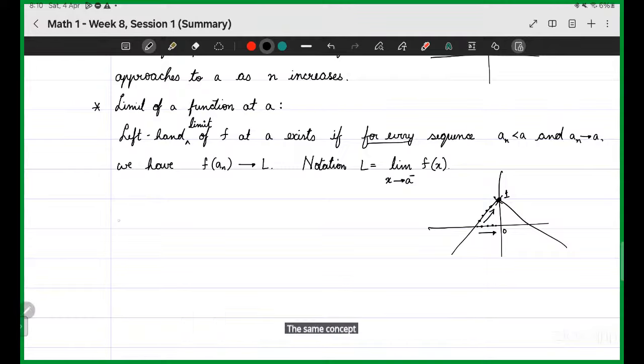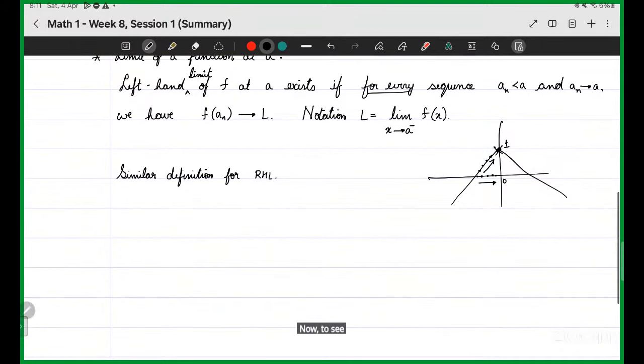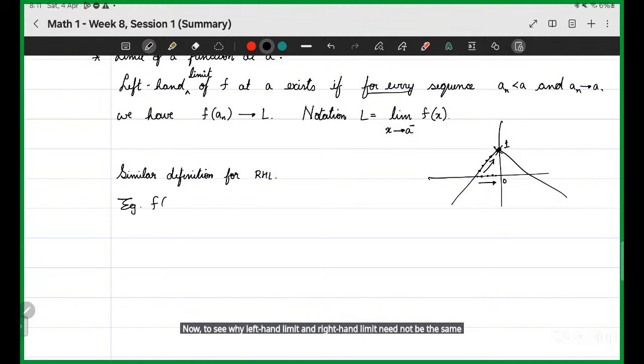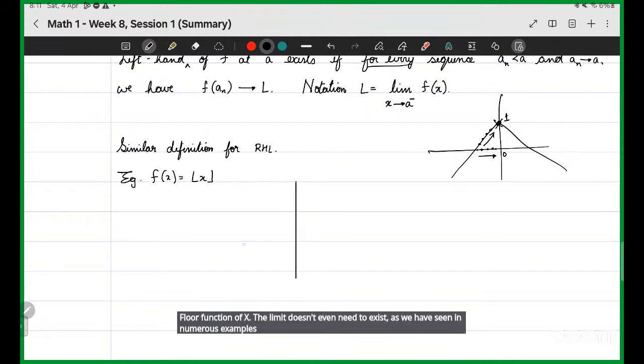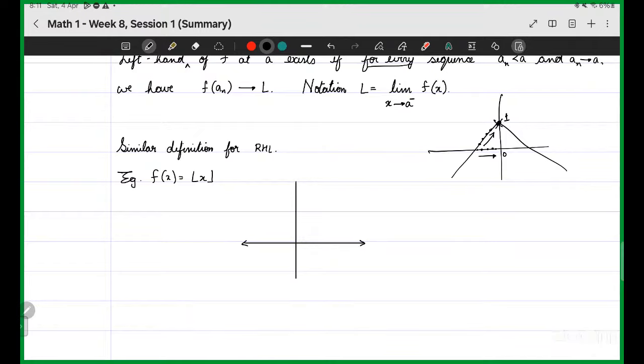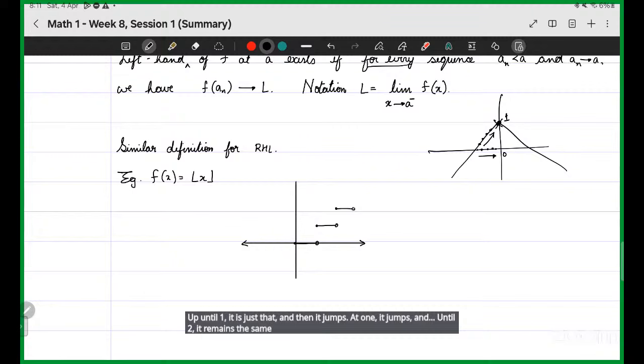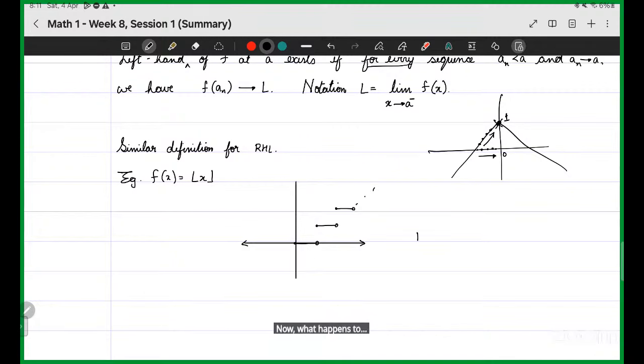There is a similar concept and definition for the right-hand limit. I'll abbreviate it as RHL. Now to see why left-hand limit and right-hand limit need not be the same, consider f of x equal to floor function of x. The limit doesn't even need to exist, as we have seen in numerous examples in the solve with us session. So what is the floor function? At 0, it is 0. I'm not drawing the negative side. Up until 1, it is just that. And then it jumps. At 1, it jumps. And until 2, it remains the same, and so on. Now, what is the left-hand limit of f at, let's say, x equal to 1? Does the left-hand limit exist? If it does, what is it equal to?